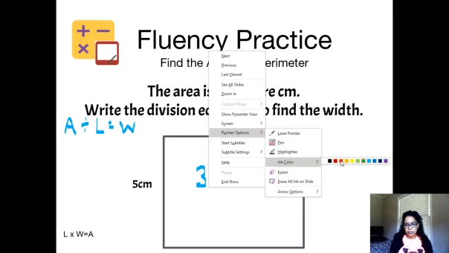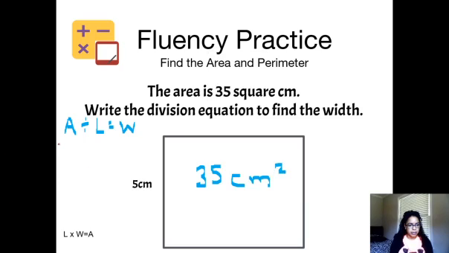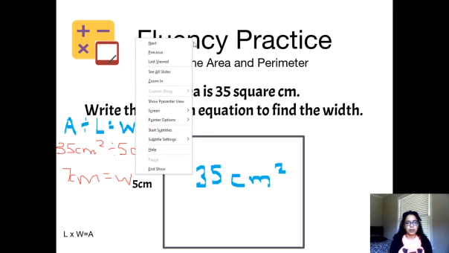And let's do red. Okay, so 35 centimeters squared divided by 5 centimeters equals W. Okay, so 35 divided by 5 is 7. So 7 centimeters equals the width. Okay, moving on.